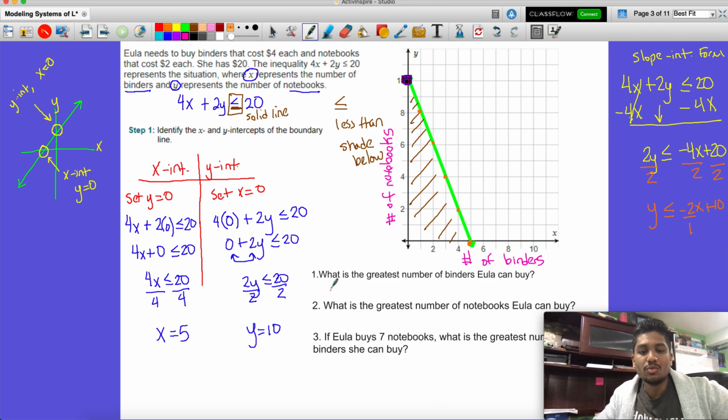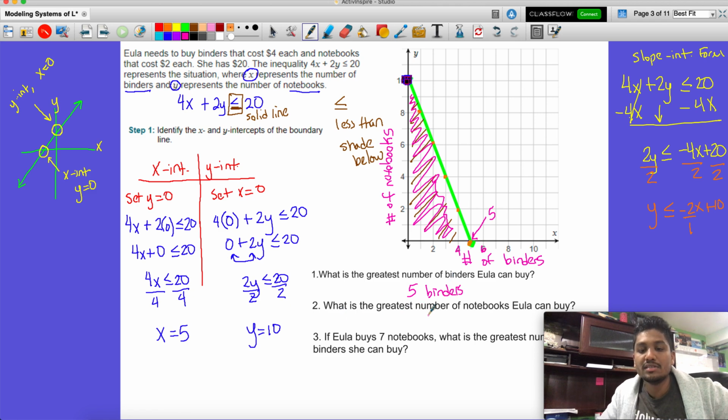Okay, so what's the greatest number of binders that she can buy? So we're looking down here. Okay, now we're looking to see, remember, all of this is covered. All of this is covered, right? So we're looking to see what's the maximum, and the maximum occurs right there. Okay, now what number is that? It looks like it's between 4 and 6, so it looks like 5. Okay, so 5 binders.